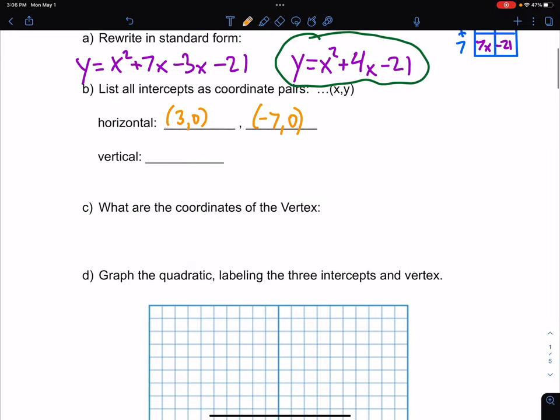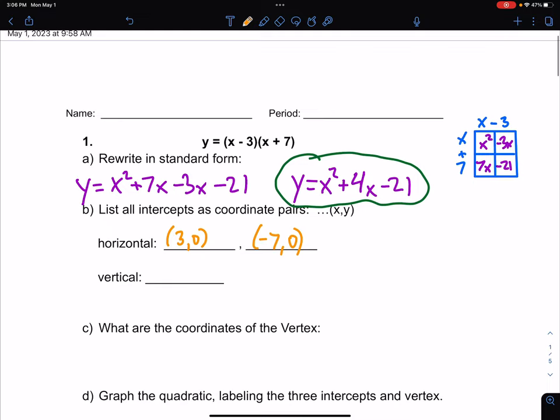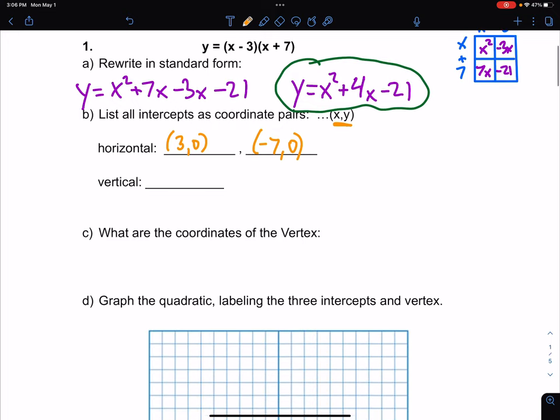That's where y equals 0. Remember, when you're writing your coordinate pairs, x is on the left, y is on the right. It says it right there in the instructions.